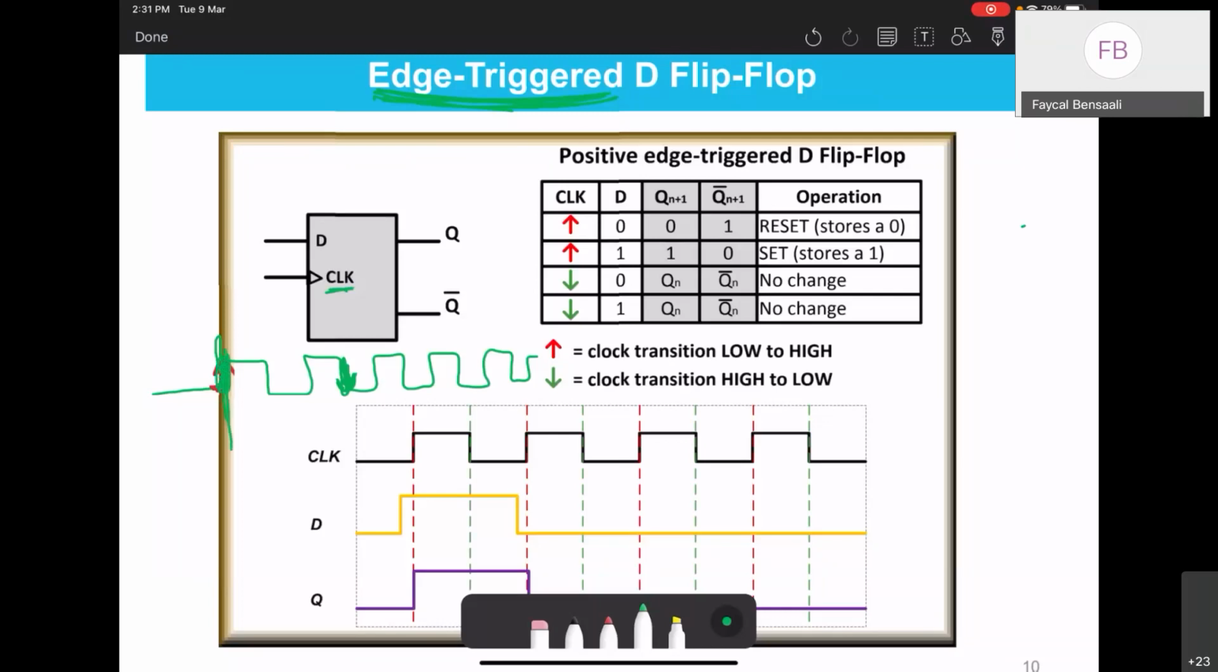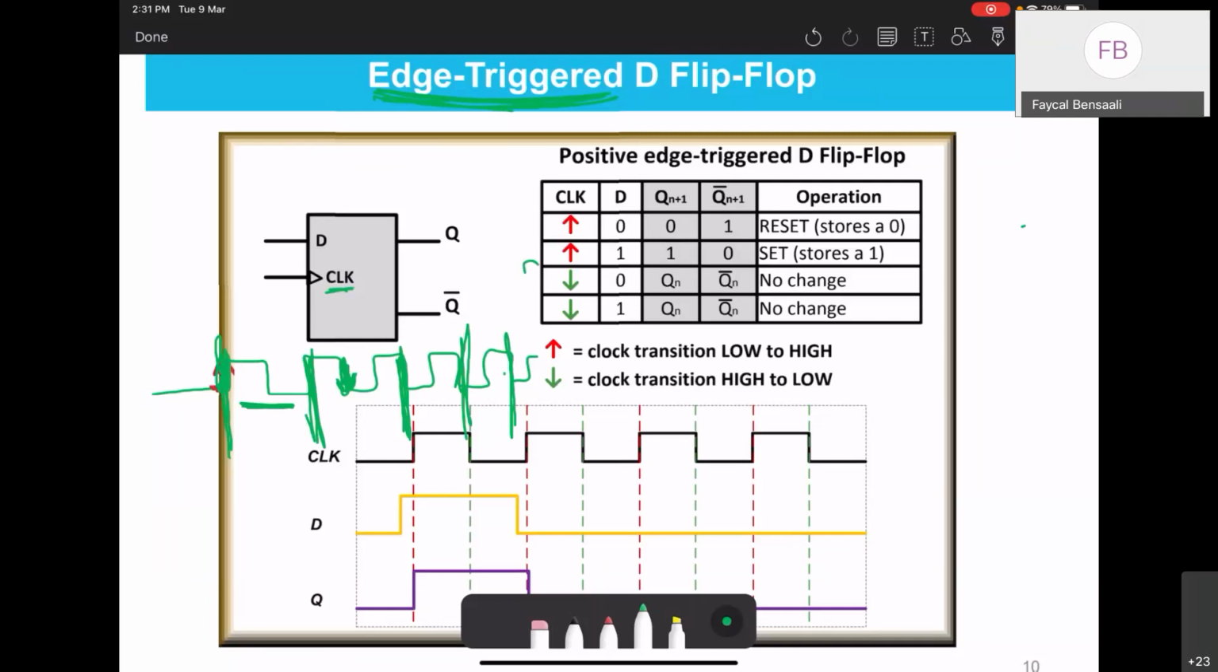So the output will be updated here, and here, and here, and here, and then here. In between, there will be no change. The output will not update. And of course, it will be updated based on the value of D.